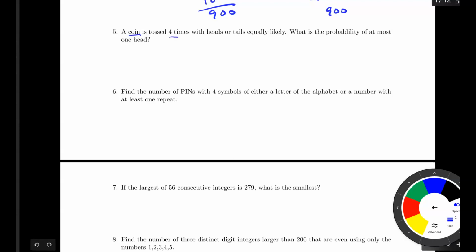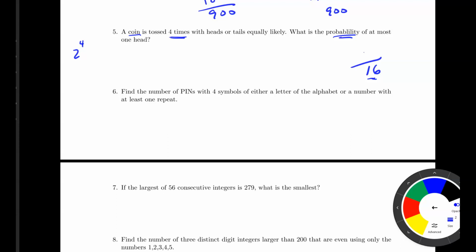Tossing a coin 4 times. So heads and tails are equally likely. Okay, probability. So that means it's a fraction, right? Number of favorable over the total number. So let's go for the total number first. If I'm tossing a coin 4 times, each of the tosses has 2 options, heads or tail. So 2 to the 4th, or 16, will be the denominator.